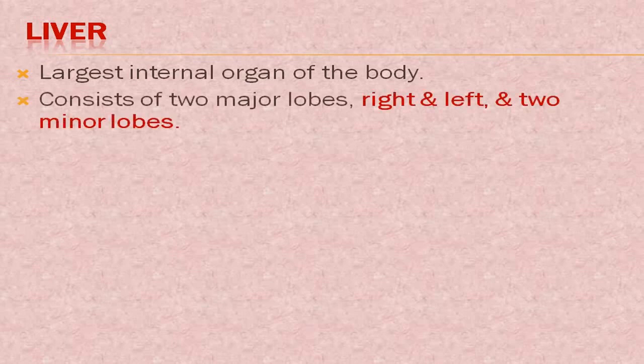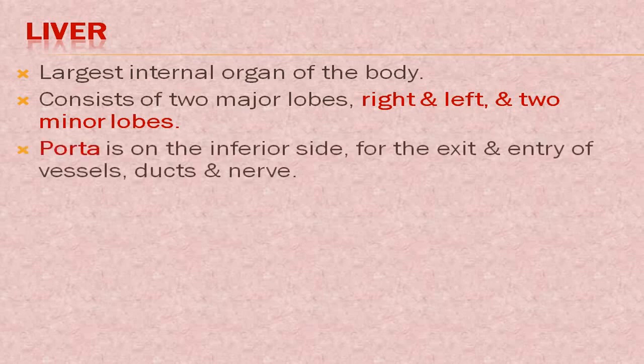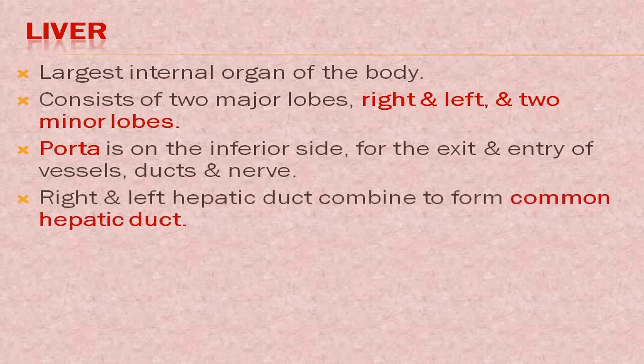Now the liver. Liver is one of the largest and important internal organs of the body. Structurally, liver consists of two lobes, right lobe and left lobe, and two minor lobes. Towards the lower or inferior side of the liver, there is a porta. Porta means gate, that is for the exit and entry of blood vessels, ducts, and nerves.